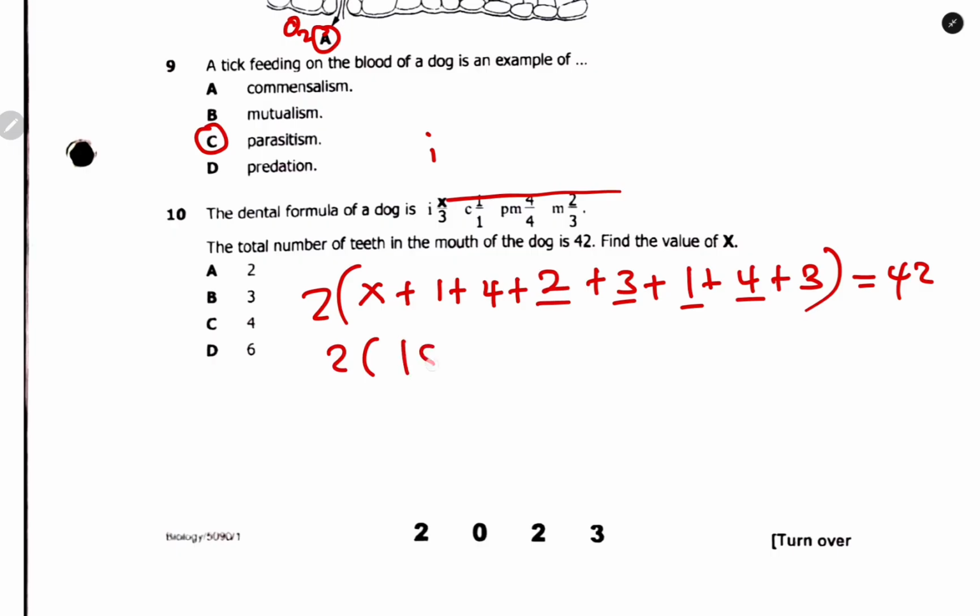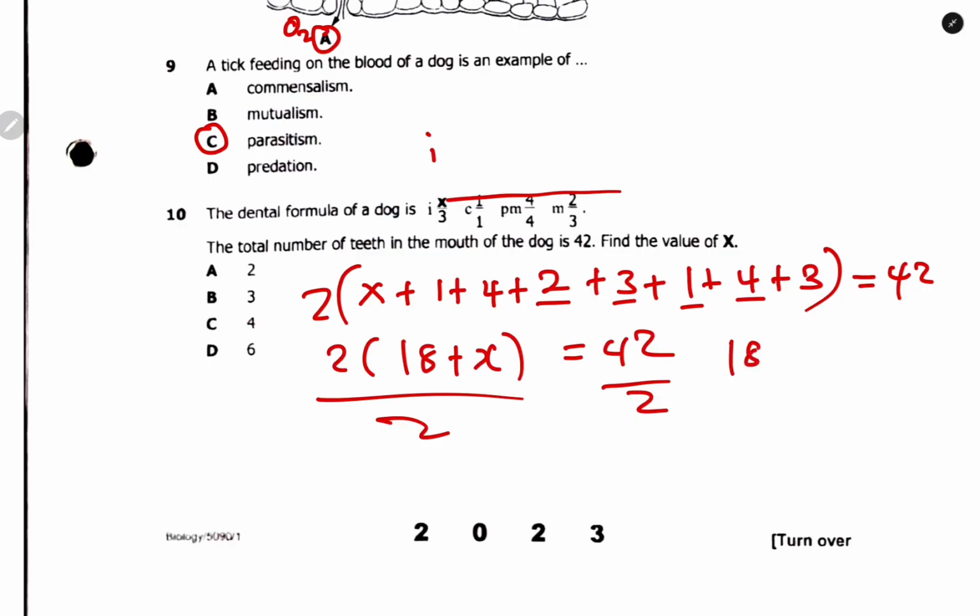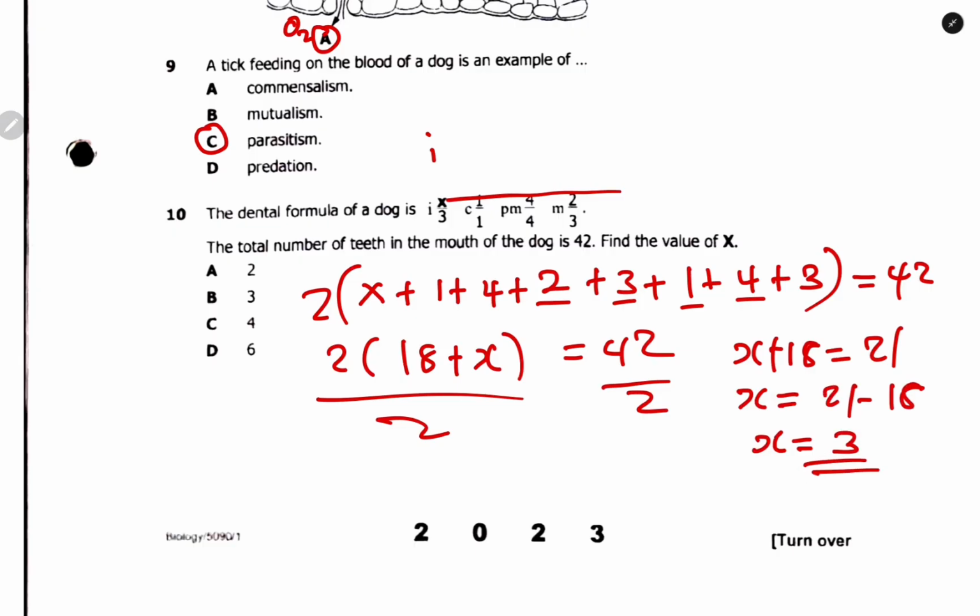So 18 plus X, there's X here. Then of course equal to 42. We can divide by 2. So X plus 18 equals 21. So X is equal to 21 minus 18, which is X equals 3. So the value of X here is 3, which is B. I guess you followed that.